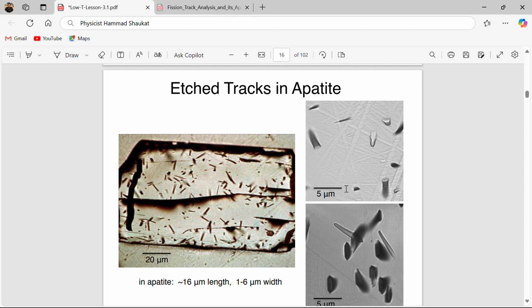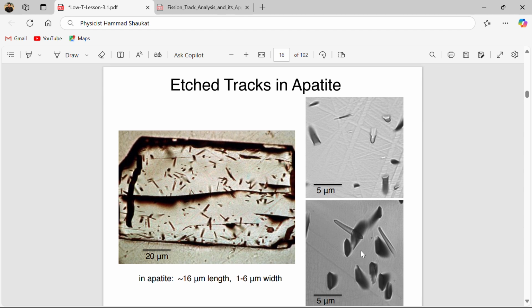Understood? And this is the 5 micrometer picture. You can see clearly how the tracks formed, and this is again a 5 micrometer picture showing how the tracks formed. You can see clearly how many tracks formed in apatite with 20 micrometer zoom.